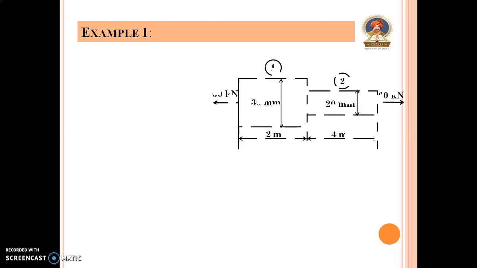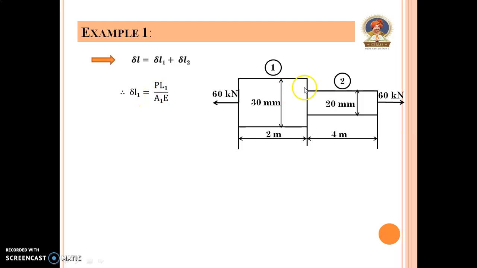Now once again we have drawn the diagram here. For total elongation there are two sections, first and second, that means delta L is equal to delta L1 plus delta L2. So first of all we have to calculate delta L1. We know that delta L1, that is the change in length of the bar, is equal to P L1 upon A1 E. We consider the first section, that is 30 mm diameter.